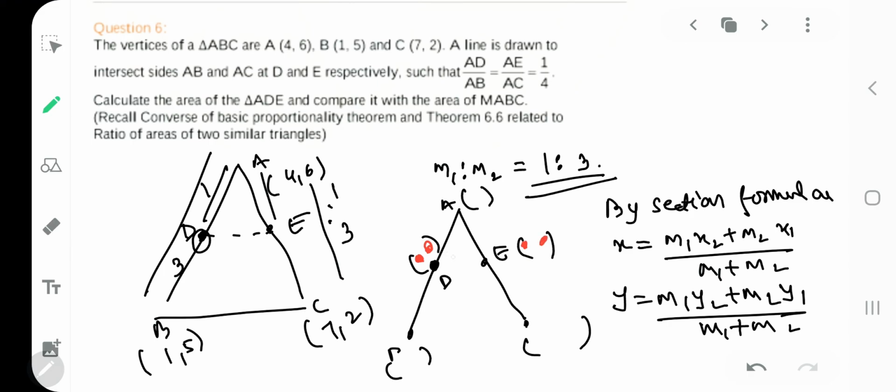Once you got the coordinates, my dear kids, you can join this. Now you have A coordinates, D coordinates and E coordinates. Can you find the area of ADE? Area of ADE. And you also have the coordinates of B and C, so can you find the area of the bigger triangle ABC? Yes, I can find the area of bigger triangle ABC. Then you have to compare the areas. Calculate the area of ADE and compare it with ABC.